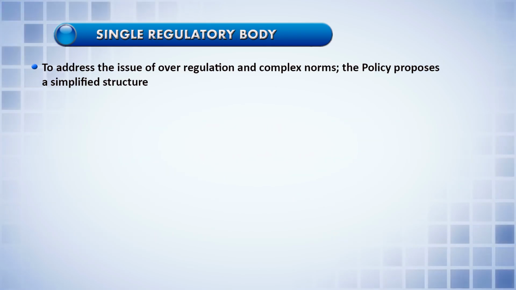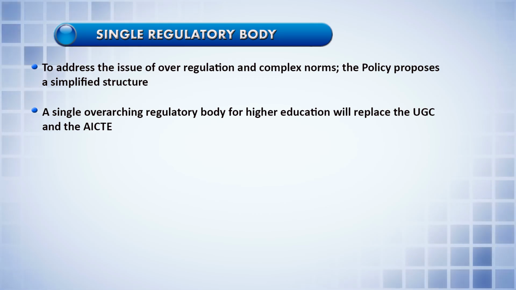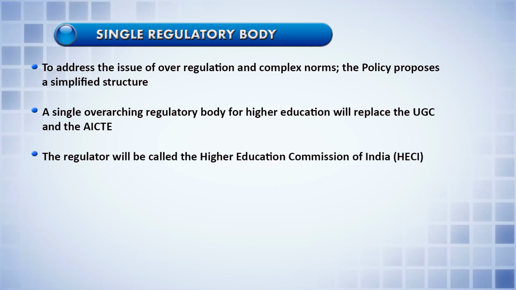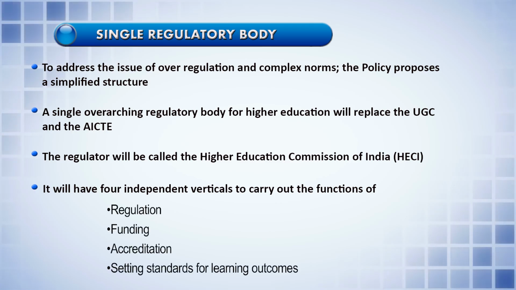Now, let us look at the single regulatory body. It is argued that our present system is over-regulated and has complex norms, and the policy proposes a simplified structure in the form of a single overarching regulatory body which will replace the UGC and the AICTE. This regulator will be called the Higher Education Commission of India, HECI, and it will have 4 independent verticals to carry out the functions of regulation, funding, accreditation, and setting standards for learning outcomes. Each of these verticals will focus especially on these very important areas for the improvement of the higher education system in the country.